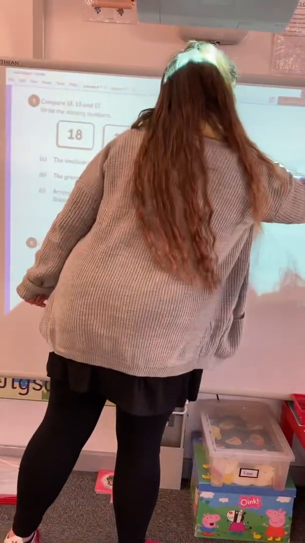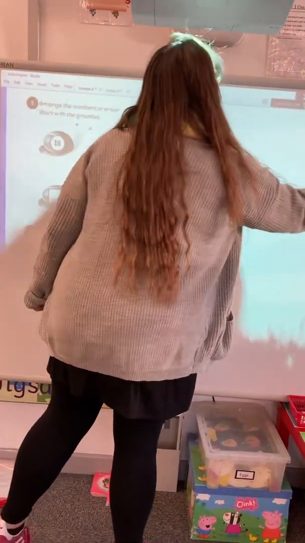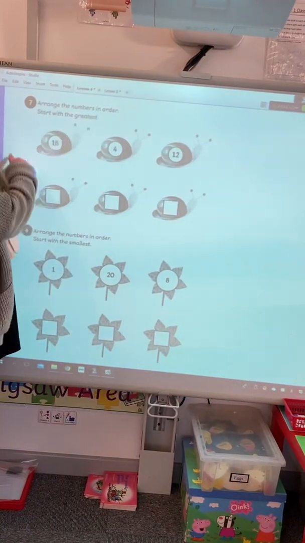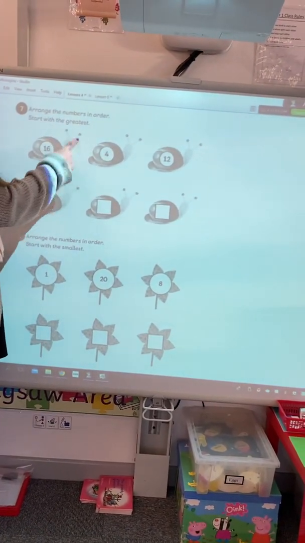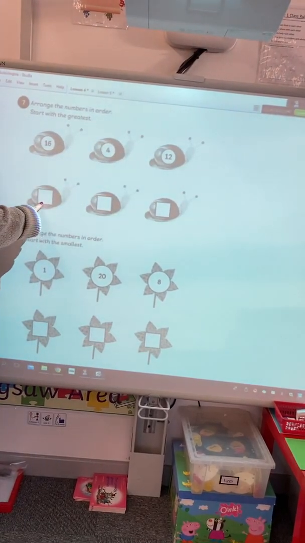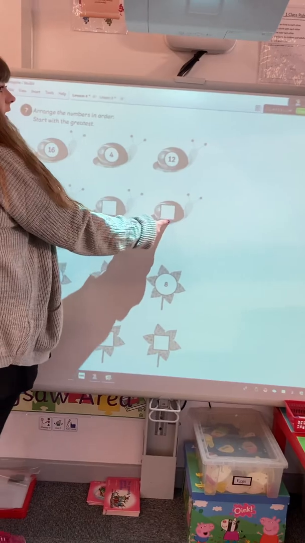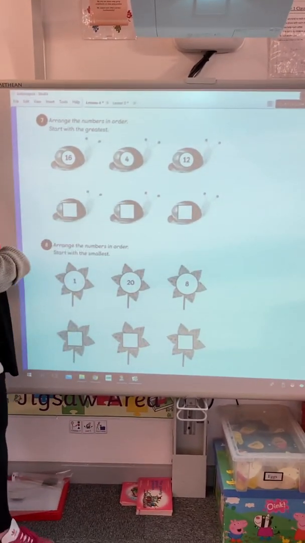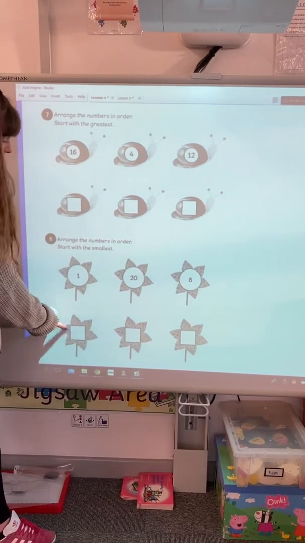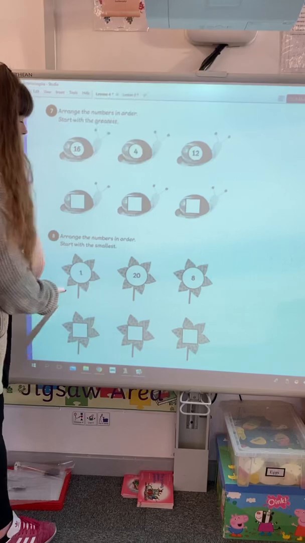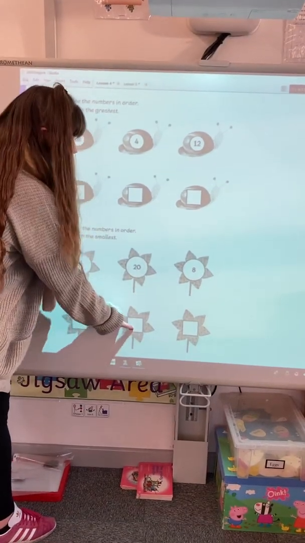And then the last page, it says arrange the numbers in order, start with the greatest. So in the snails you've got numbers. Which is the biggest goes in here, which is the smallest goes in here, and the number that's left over out of these 3 goes in the middle. The same for the sunflowers, but this time this flower is going to be the smallest, this one's going to be the biggest, and the number that's left over will go in the middle.